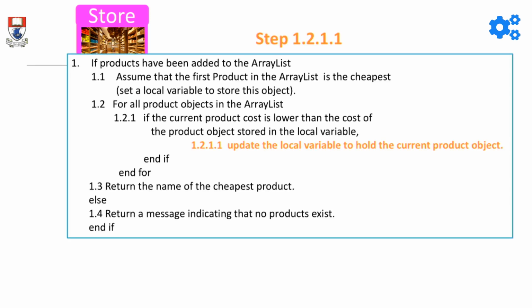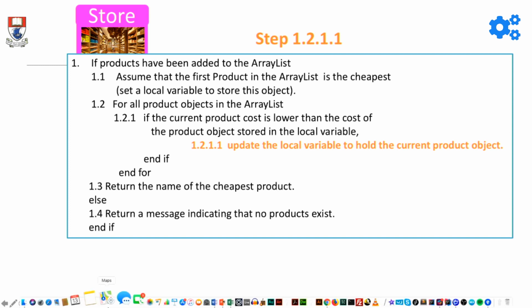Okay. So following on from that is what happens in the true branch, which is step 1.2.1.1: update the local variable to hold the current product object. Let's get you to fill this one in. 1.2.1.1. That's the step. And if you could just reply with what the statement would be, please, to complete that. We shouldn't need a minute for this one.